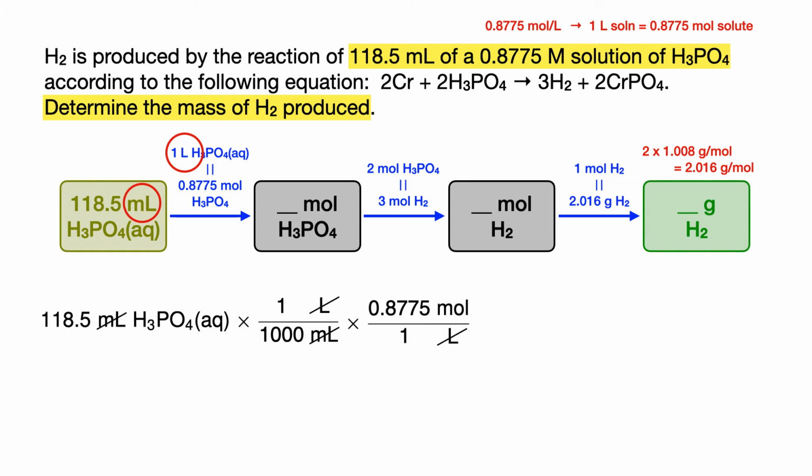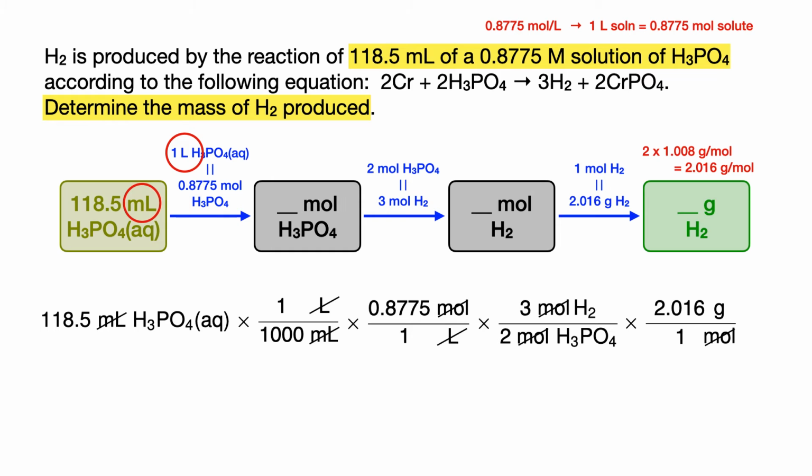Now that we've got moles of phosphoric acid, we want to convert that into moles of hydrogen. And this is where the reaction stoichiometry comes in, that 2 moles of phosphoric acid produce 3 moles of hydrogen. So now moles of phosphoric acid will cancel. And finally, we want to convert from the number of moles of hydrogen to the number of grams of hydrogen. And we just use the molar mass, that 1 mole of hydrogen gas has a mass of 2.016 grams. And so the moles of hydrogen will then cancel. And now we can actually do the calculation.